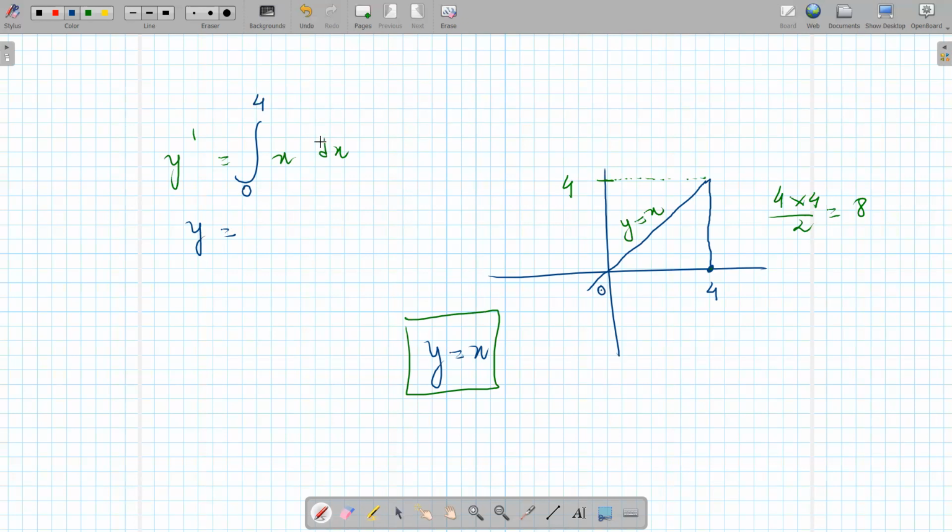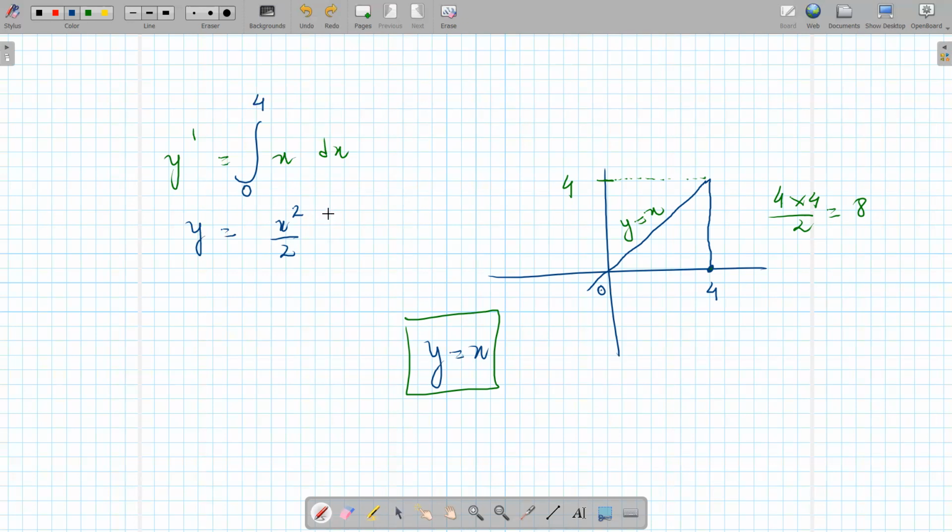You can use the power rule, right? You add 1 to the exponent, and then you divide it by the new exponent. X to the power of 2 over 2. Now, usually we add a plus c, but that's if the bounds are undetermined. Here they have given us bounds. There's a lower bound and an upper bound. You don't add the plus c because this will give us an exact answer. There's no plus c attached to this.